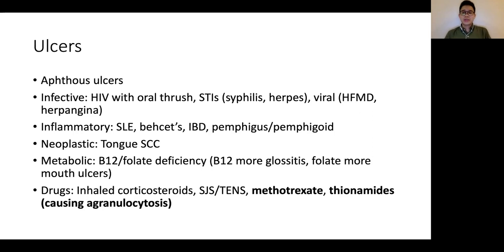And certain drugs: inhaled corticosteroids typically can cause oral thrush, and SJS, TEN, if it affects the oral mucosa, can be seen as erosions as well as occasionally ulceration. Of note, methotrexate and thionamides such as carbimazole and propylthiouracil can cause ulcers, especially for the thionamides in the context of an agranulocytosis picture. So we've come to the end of this series of approaches. Hope you found them useful.